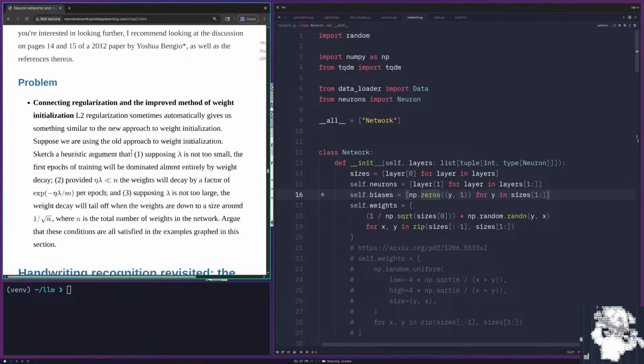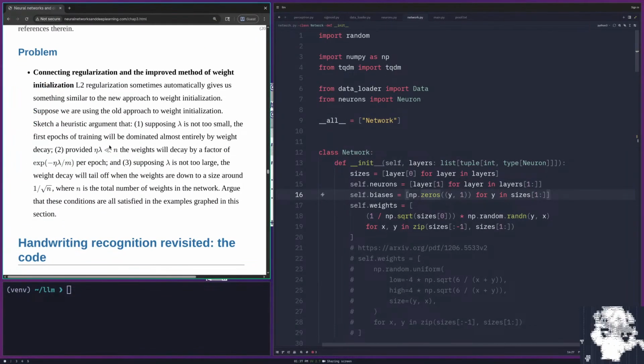All right, problem. Connecting regularization and the improved method of weight initialization. L2 regularization sometimes automatically gives us something similar to the new approach to weight initialization. Suppose we are using the old approach to weight initialization. Sketch a heuristic argument that 1. Supposing lambda is not too small, the first epochs of training will be dominated almost entirely by weight decay.